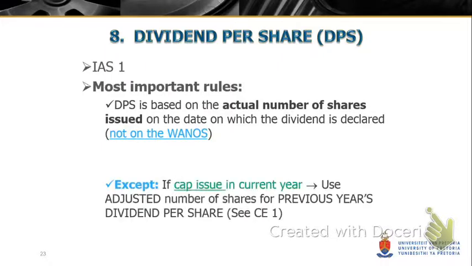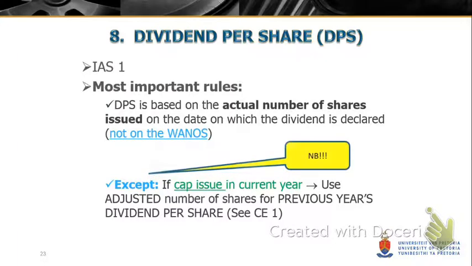There is one exception. If you had a capitalization issue during the year, your prior year will have to be adjusted. So you use the adjusted number of shares for the previous year's dividend per share. Please look at class example number 1 in this regard. We will refer back to that later.